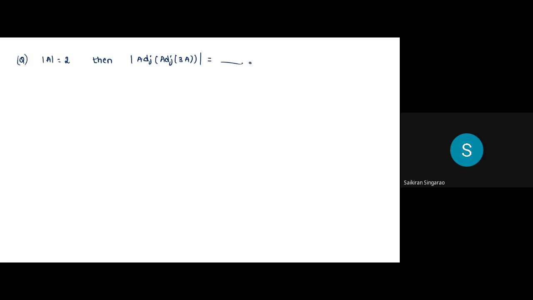Put pen on paper and give me the answer. Don't just throw the answers. Sorry, say A is a 3x3 matrix. This is also given.